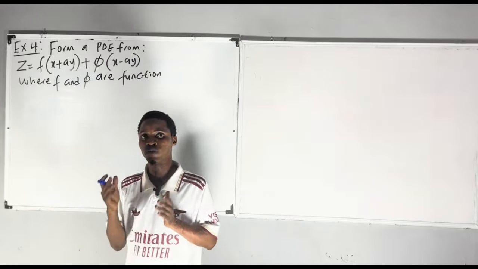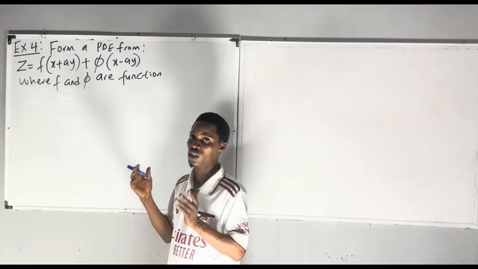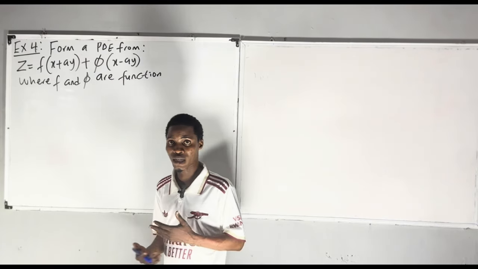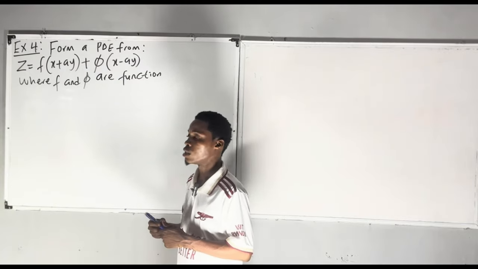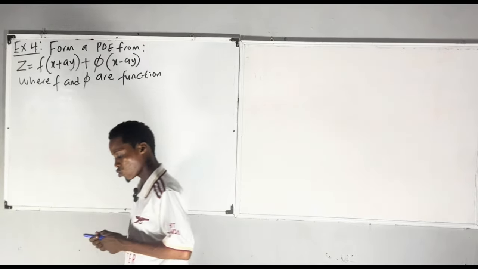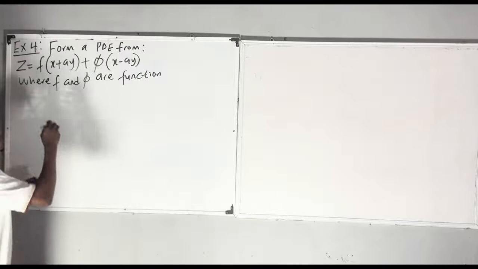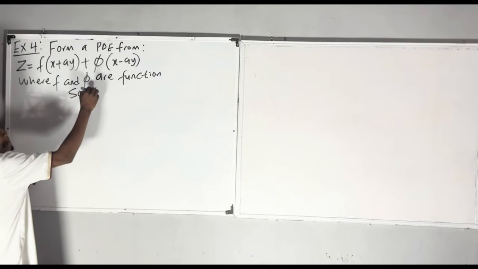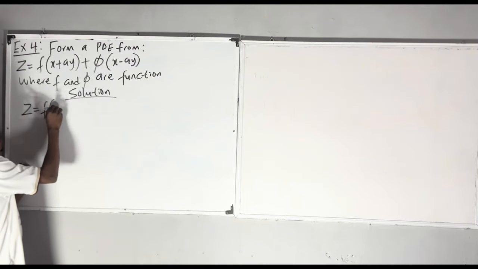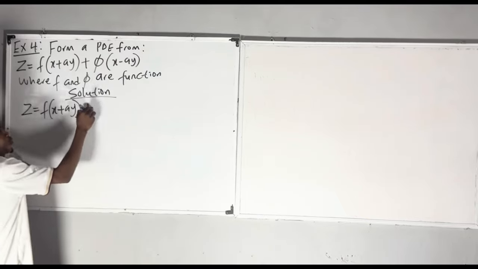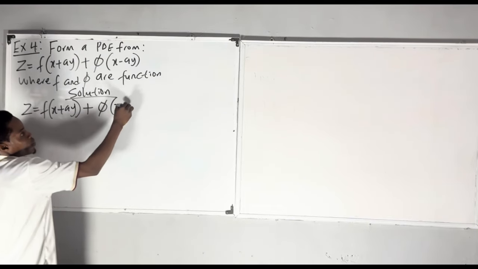First we differentiate with respect to x partially, then we differentiate that given function with respect to y partially. We now consider in second order how we are going to form a new PDE from the given relation. So solution to this, number one: z is f of x plus ay plus phi of x minus ay.